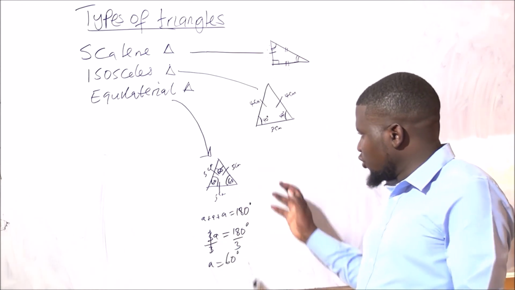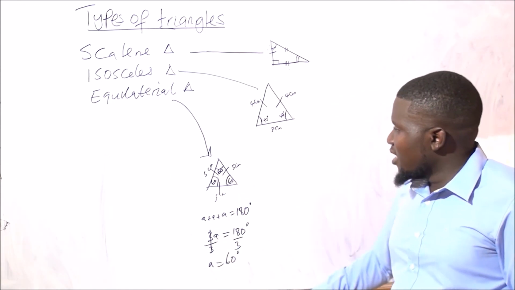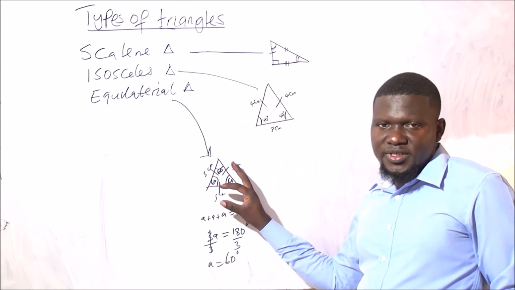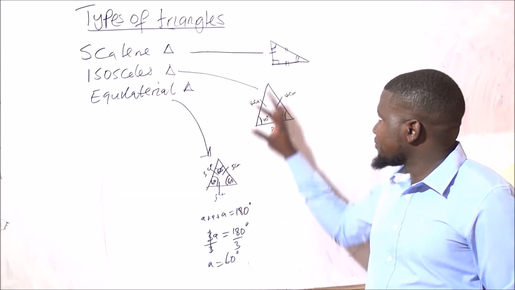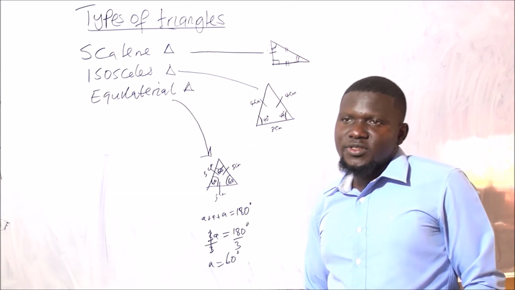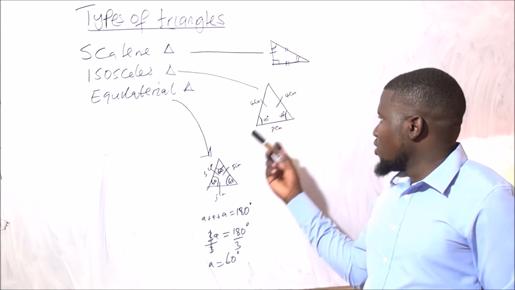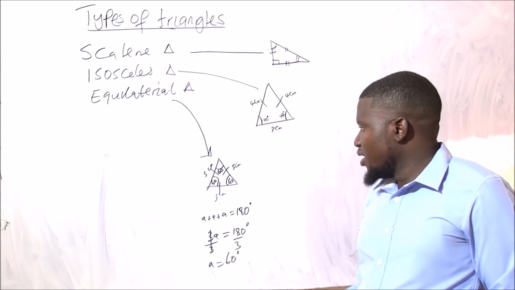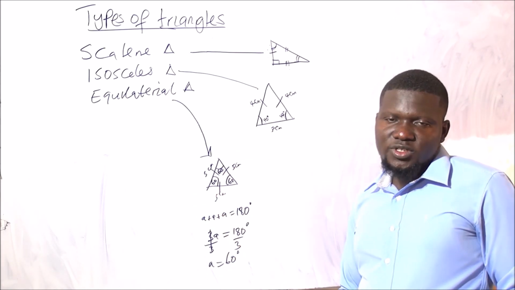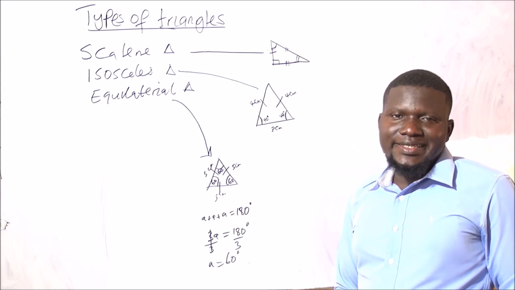So, in conclusion, in an exam, they can ask any of these, and we should understand the properties. That this one, all the sides are not equal, as well as the angles. This one, 2 sides are equal, as well as 2 angles. These ones, all the sides are equal, and all the angles are equal to each other. And each angle is equal to 60 degrees.